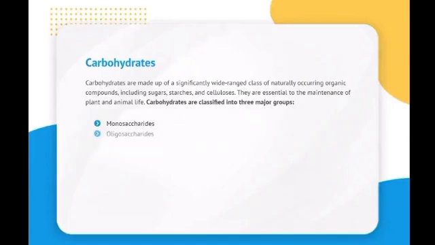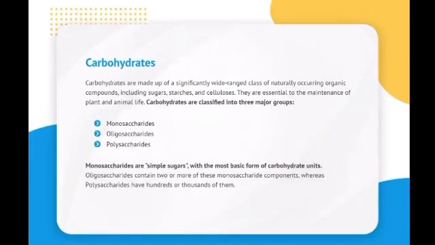Carbohydrates. Carbohydrates are made up of a significantly wide-ranged class of naturally occurring organic compounds, including sugars, starches, and celluloses. They are essential to the maintenance of plant and animal life. Carbohydrates are classified into three major groups: monosaccharides, oligosaccharides, polysaccharides. Monosaccharides are simple sugars, with the most basic form of carbohydrate units. Oligosaccharides contain two or more of these monosaccharide components, whereas polysaccharides have hundreds or thousands of them.